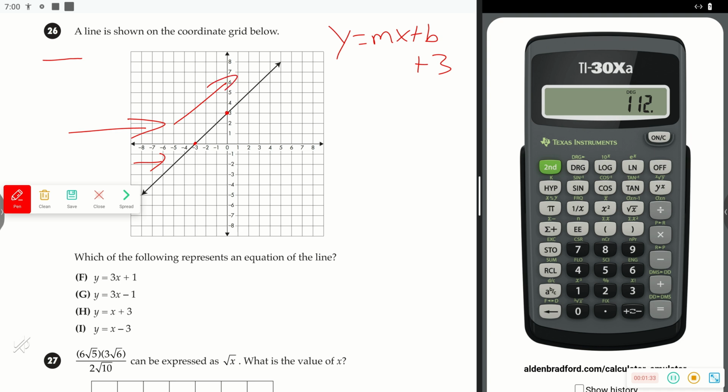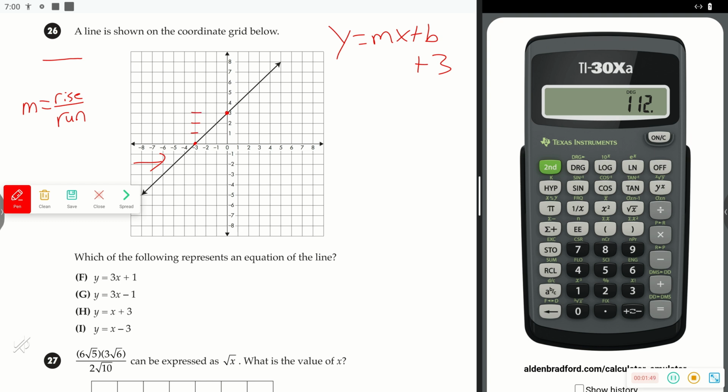And since it's going up, it's positive. That's just a side note. So we know the slope is positive, and then we know that m equals the rise over the run, which is the change in y over the change in x. So first we'll do the rise.